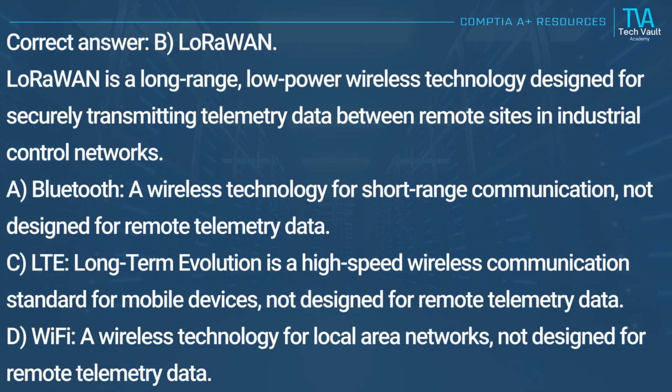C. LTE. Long-term evolution is a high-speed wireless communication standard for mobile devices, not designed for remote telemetry data. D. Wi-Fi is a wireless technology for local area networks, not designed for remote telemetry data.